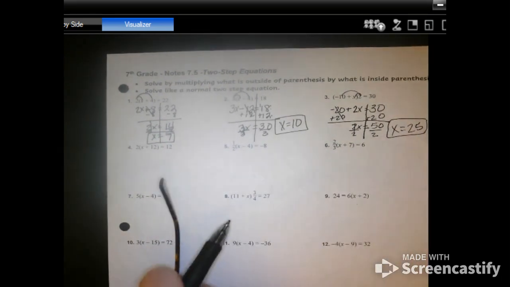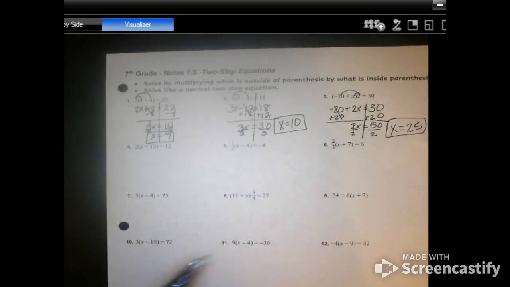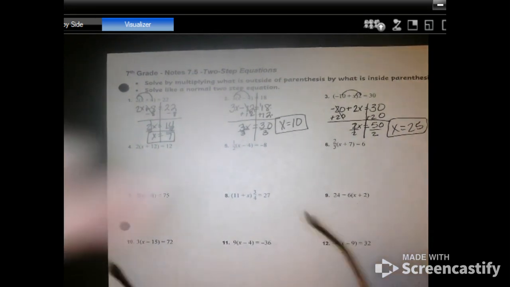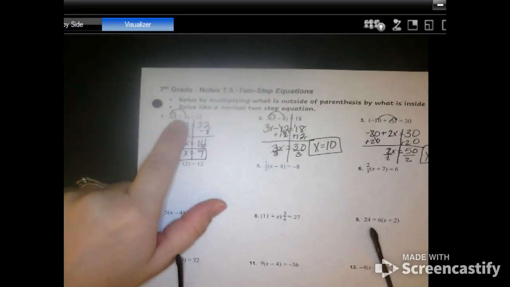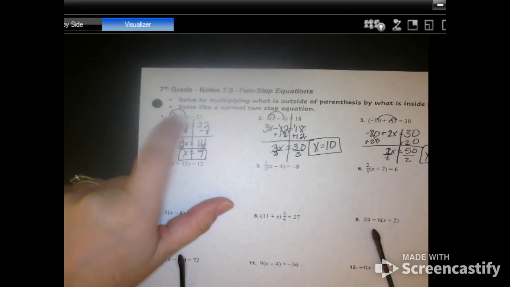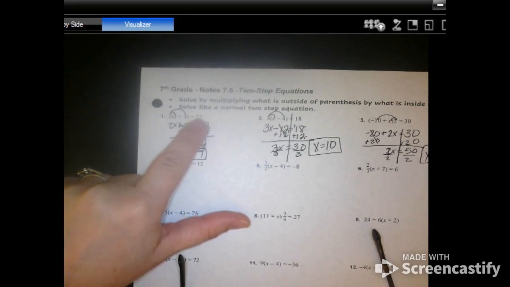There is a way to check this. How do you think that would be? How would I go about checking this? Plug it in. So right here, I got 7. Well, if I did 7 plus 4, what's 7 plus 4? 11. What's 11 times 2? So did I get it right?